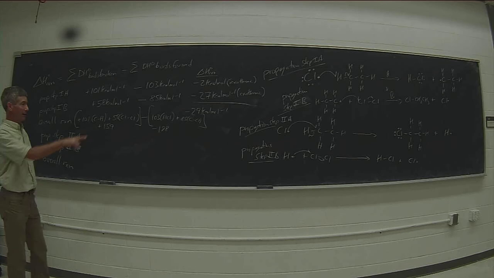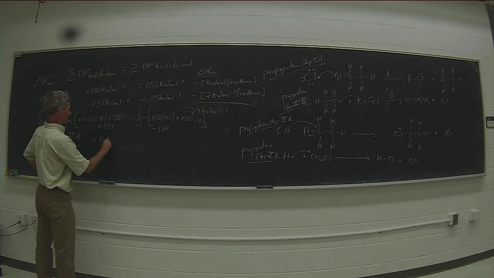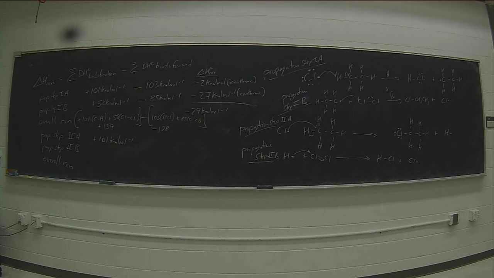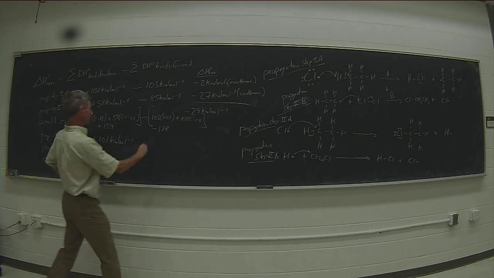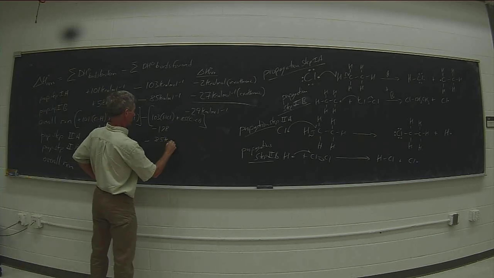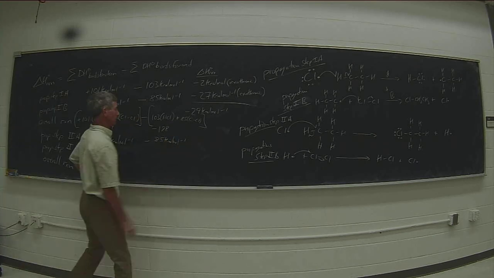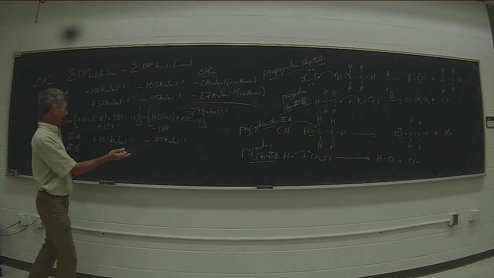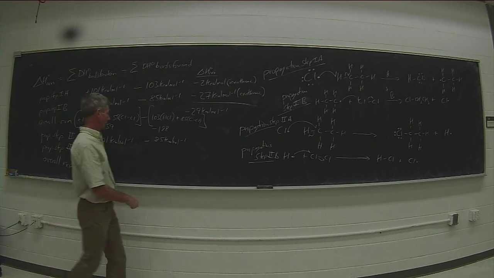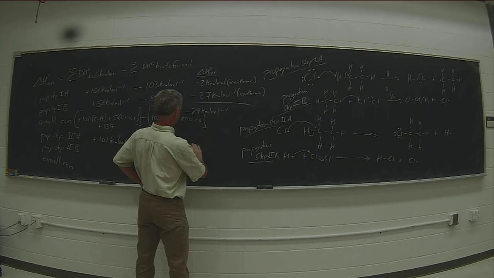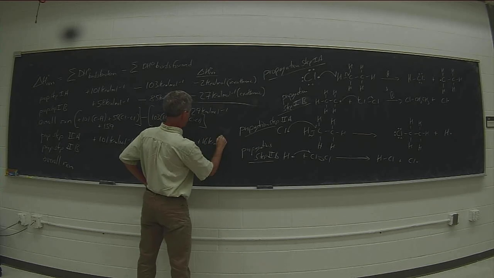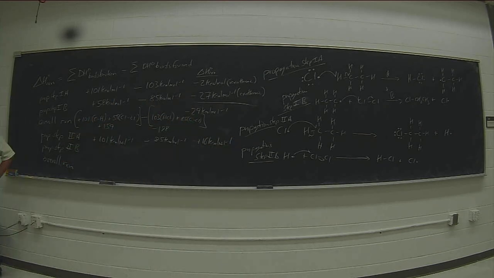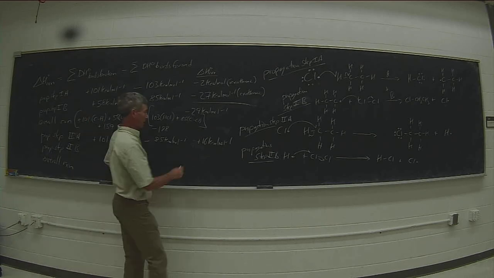Propagation step 2a, we're breaking the same carbon-hydrogen bond we broke in propagation step 1a, and what we're forming is the carbon-chlorine bond at 85 kilocalories per mole. So this is not an exothermic reaction. This is significantly endothermic by about 16 kilocalories per mole, because the carbon-hydrogen bond that we're breaking is significantly stronger than the carbon-chlorine bond that we're forming.